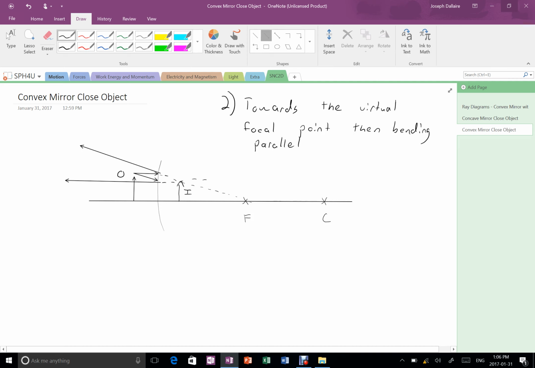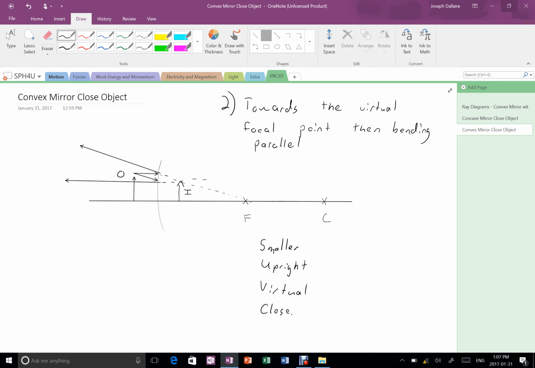That image is smaller, a little, not that much smaller, but a little bit. It is upright. It is virtual. And it's a little closer to the mirror than the original object. So that's the ray diagram.